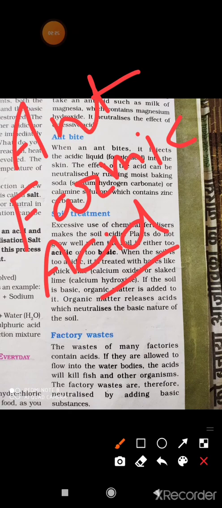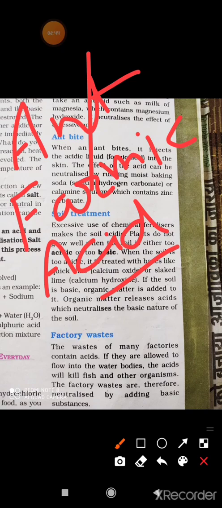So we have to take an antacid. What will we have to do? We have to take the calamine lotion, or we have to take baking soda, that is sodium hydrogen carbonate, and rub at that place. So we will feel relief.